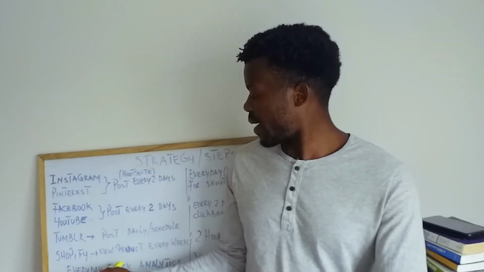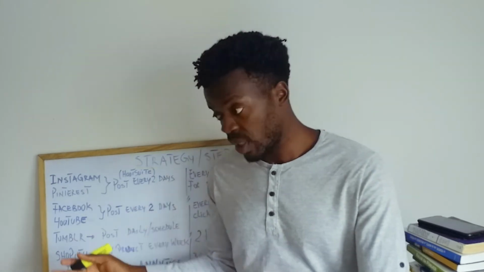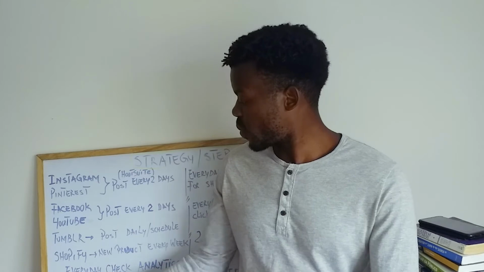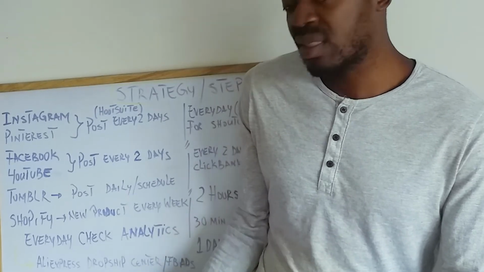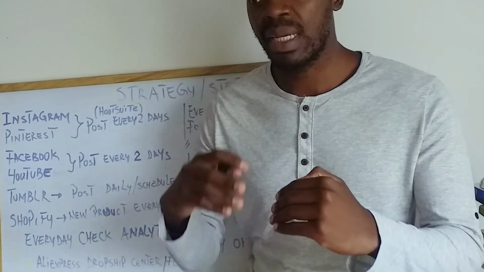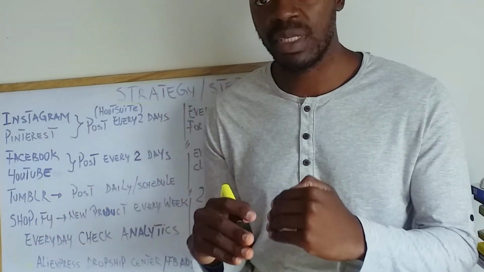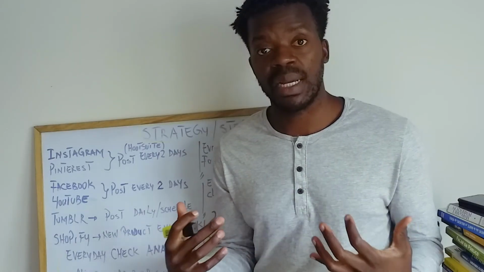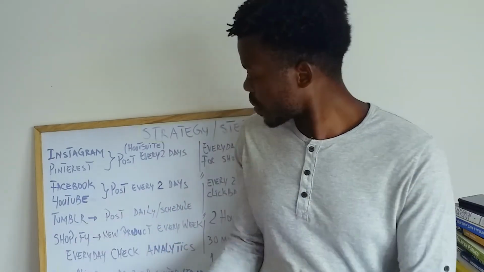The other one is going to be Shopify. Once a week, we're going to post new products to Shopify. We're going to find new products on AliExpress. Dropship Center is a place where you're going to see products with a lot of sales volume, and we're going to test these products on our stores so that we can have better conversion rates.